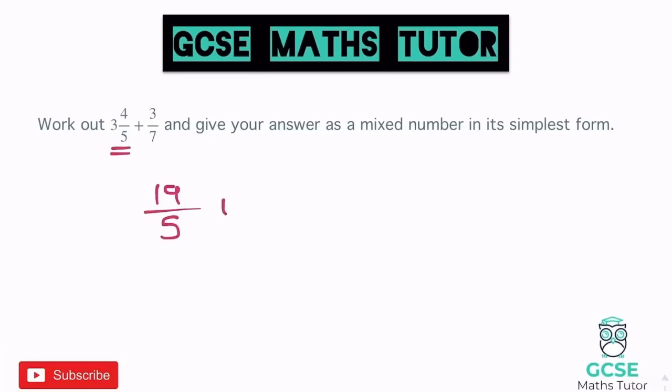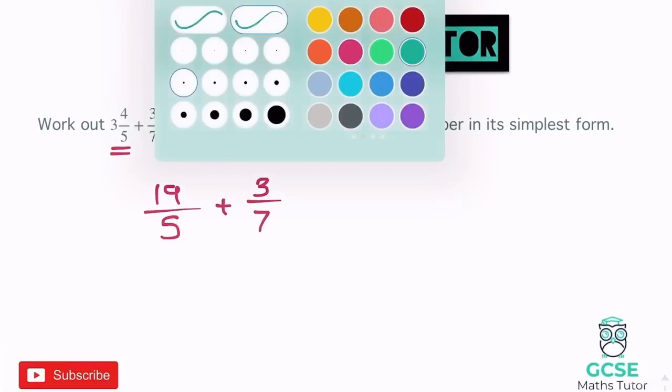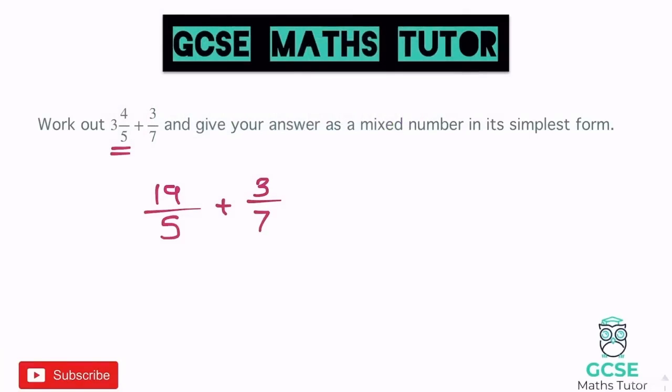And we're going to add that to the 3/7. Now when it comes to adding and subtracting, we need to have a common denominator. So we need that number on the bottom to be exactly the same. Now that means that we can multiply both fractions here.